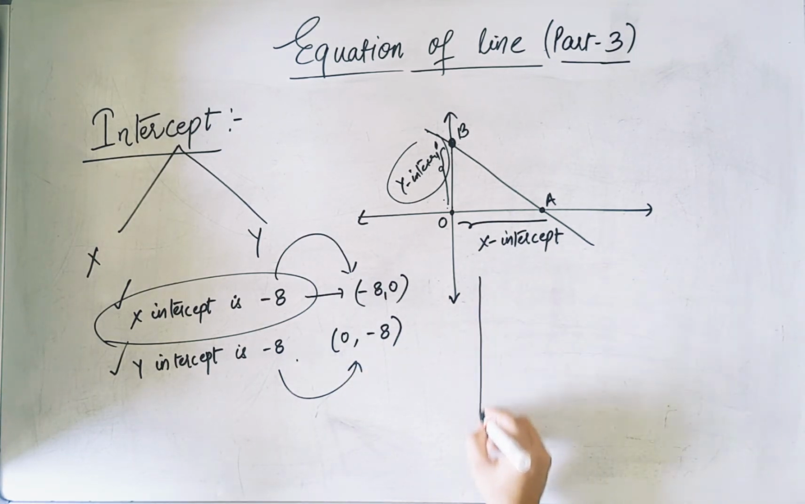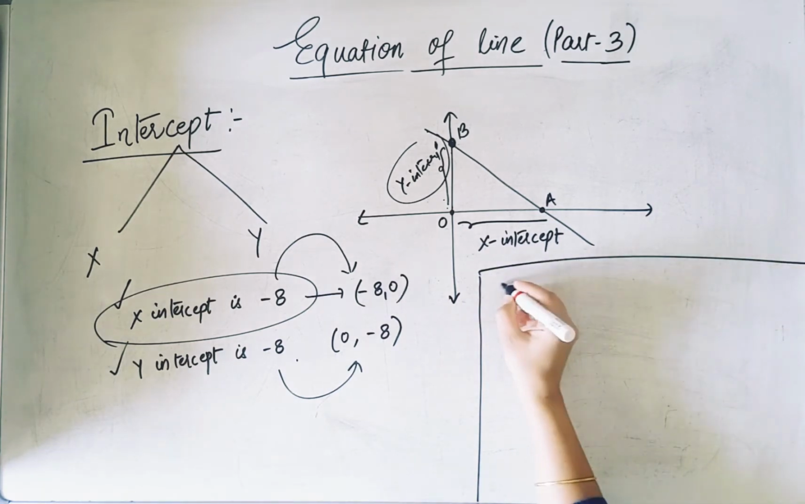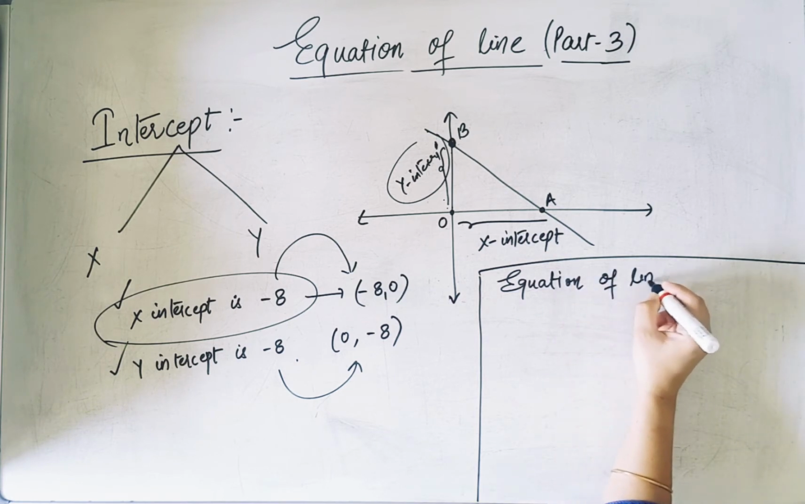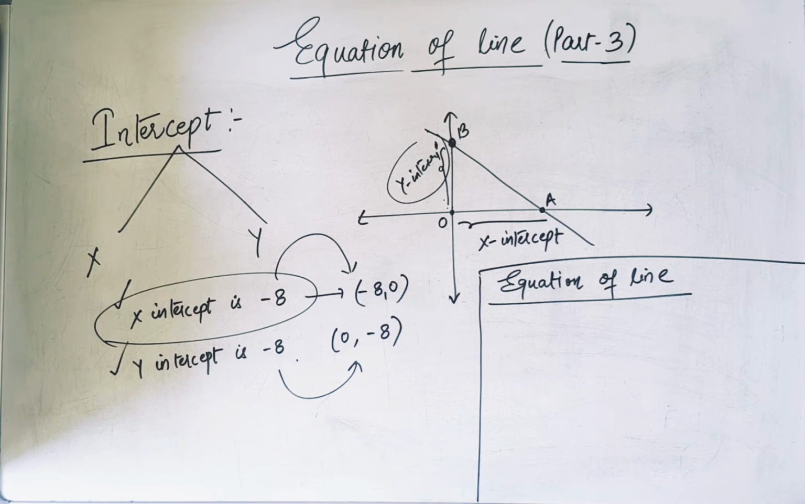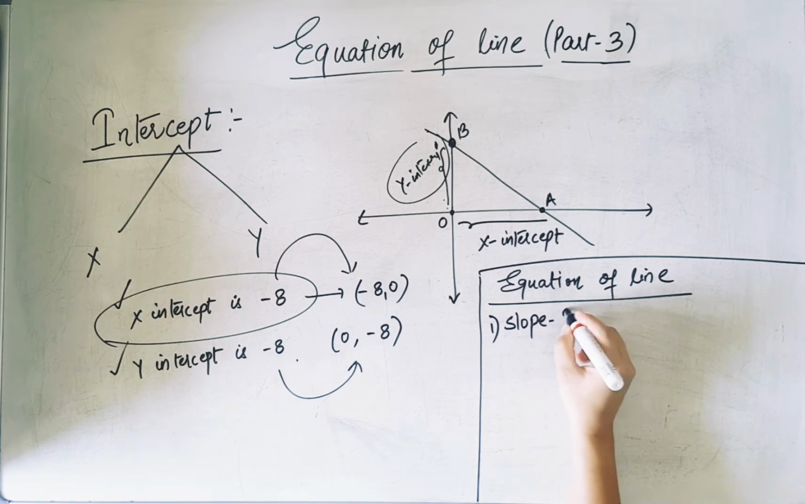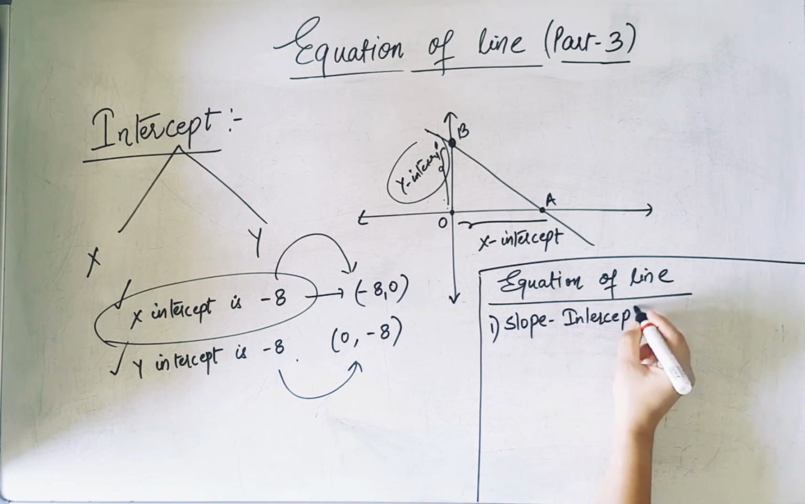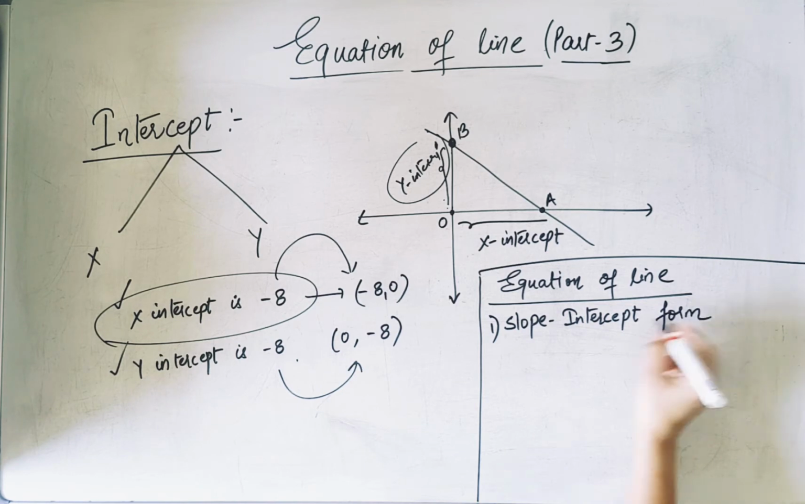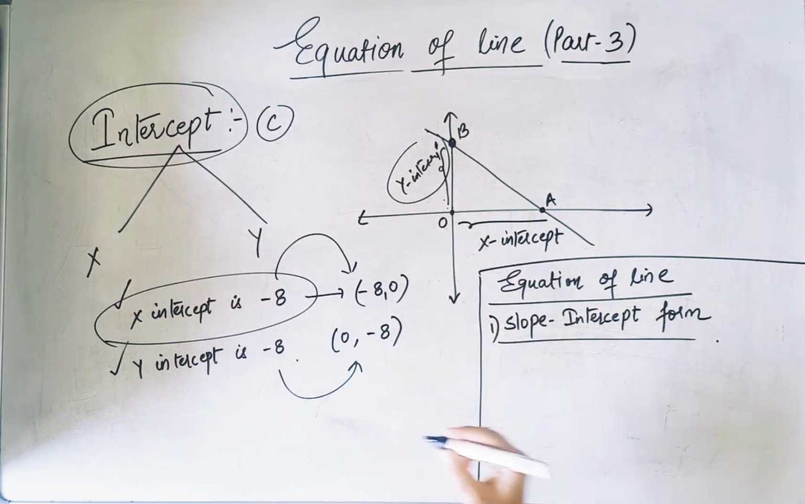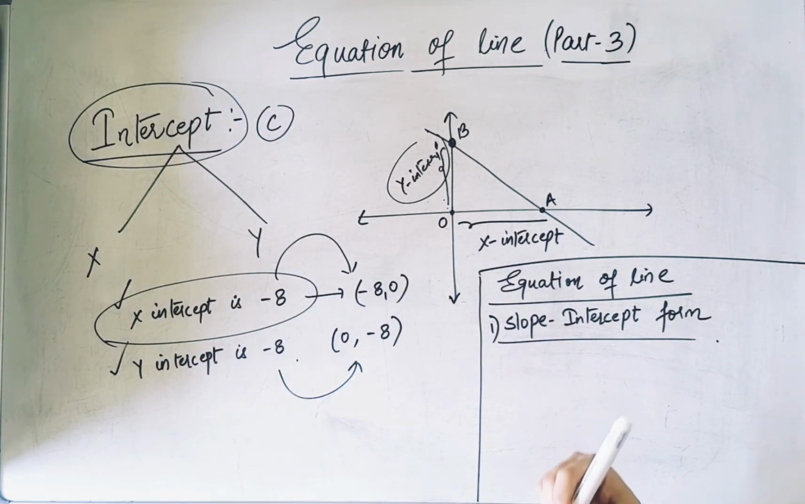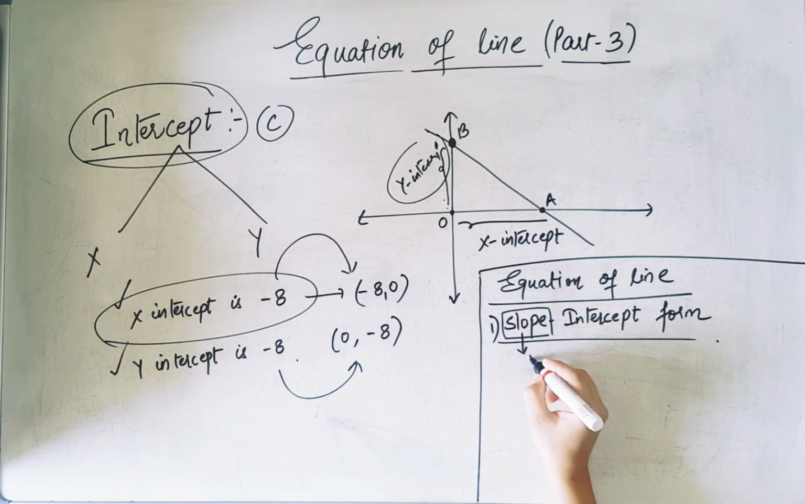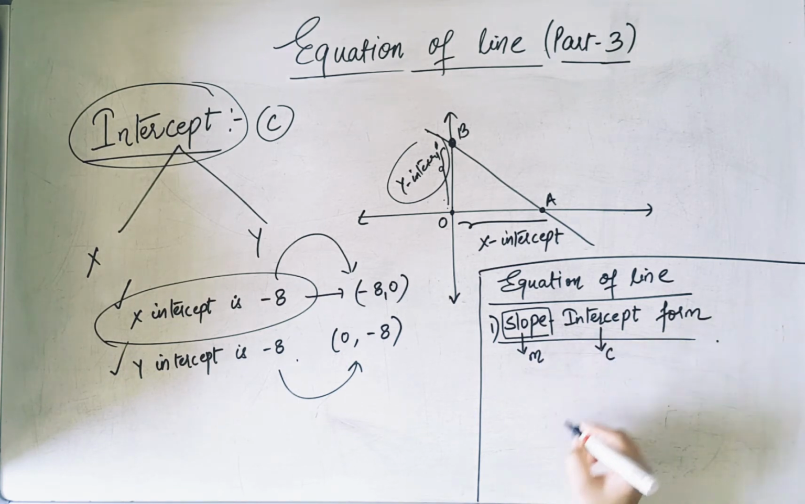Now coming on to the next concept. What is the next concept? That is equation of line. Now there are different forms of equation of line. First is slope intercept form. Now see, this intercept is always represented by c. Now if we are getting an equation of line in slope intercept form, we have studied in part 1, slope is represented by m, intercept is represented by c.